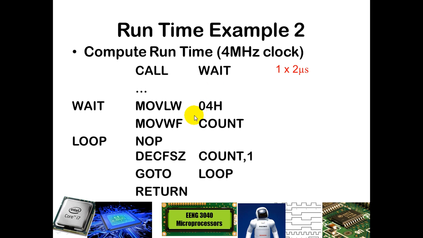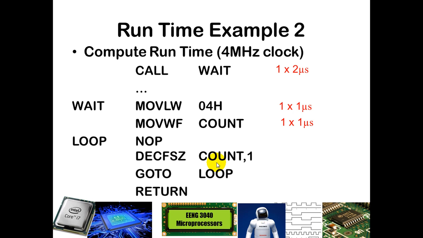Then we get down in here, and the same thing is happening. We're moving a 4 into W and moving that over to count. Each of those get executed once. And now inside of the loop, we execute the NoOp, which takes 1 microsecond. Then we decrement, and if we aren't decrementing to 0, we don't skip, and we go on to this goto loop, which will allow us to go back and forth until our count variable reaches 0.